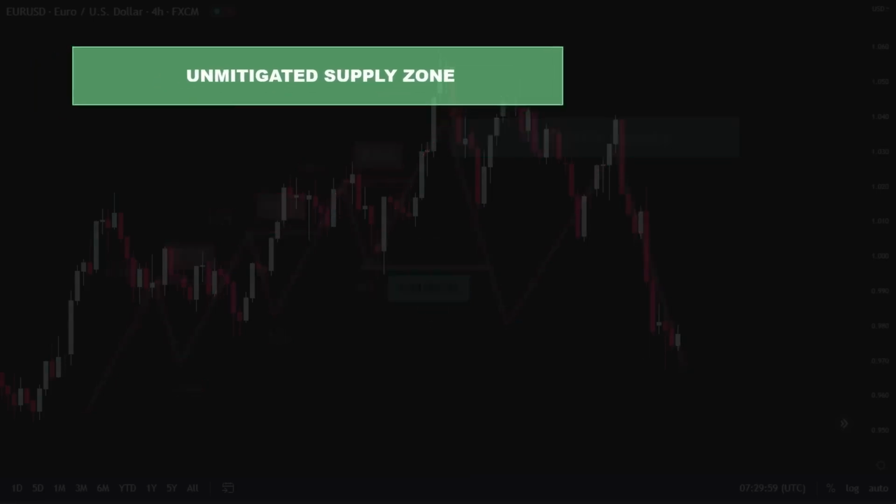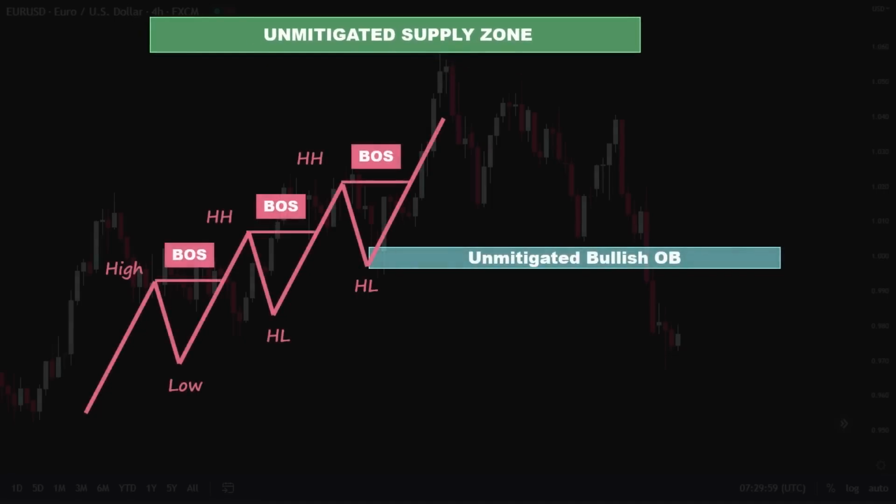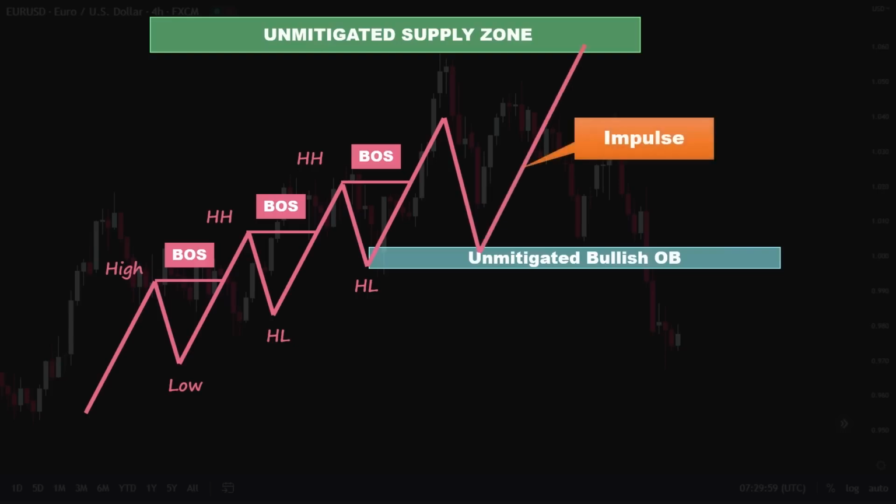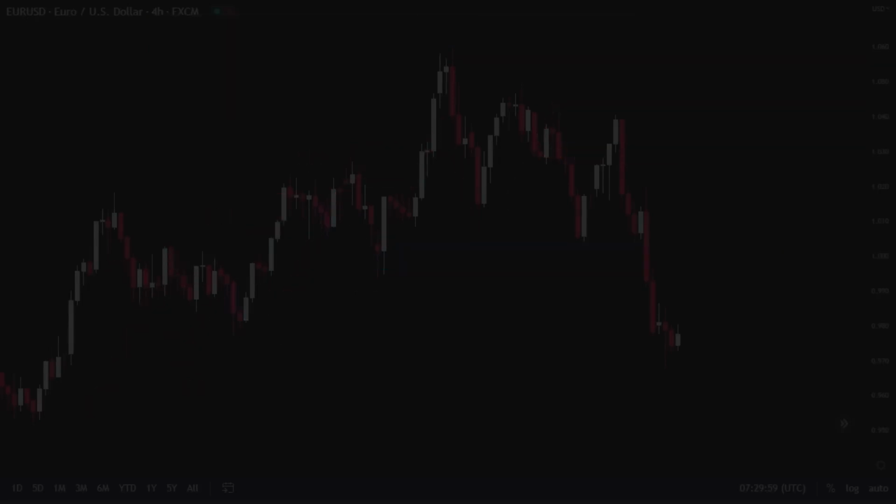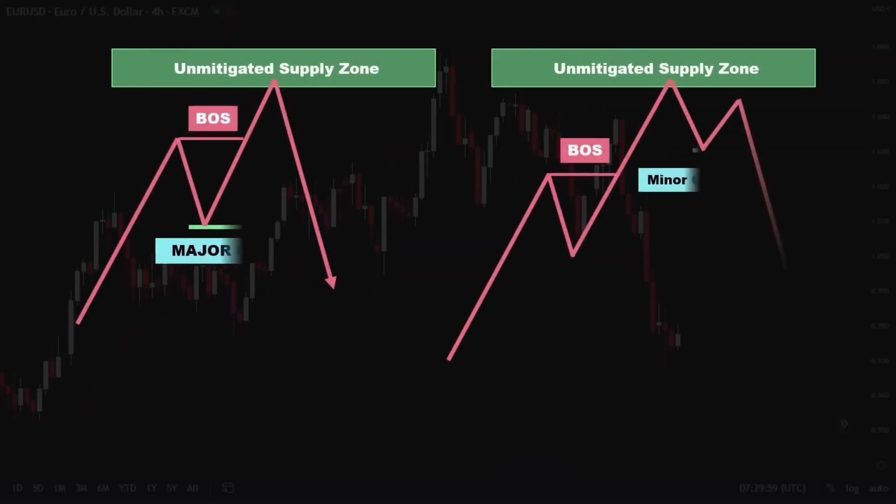However, if price did not mitigate the upper supply zone, we would have a structure like this. In this case, if price moves to the downside, it will be rejected when it reaches the unmitigated order block, and will start a fresh impulsive wave to the upside instead of changing its initial direction. As we have mentioned before, the change of character would occur in two ways, minor and major. So let's see what the minor and major change of character are.